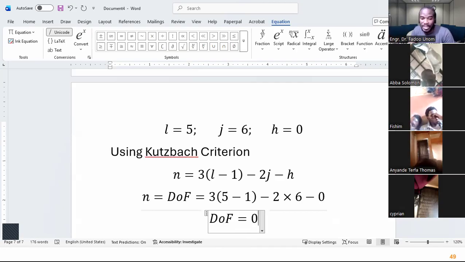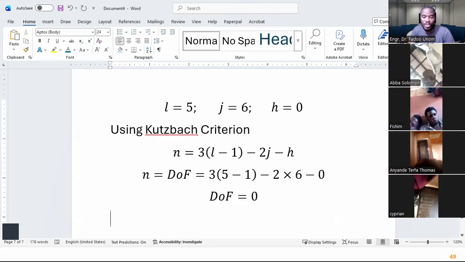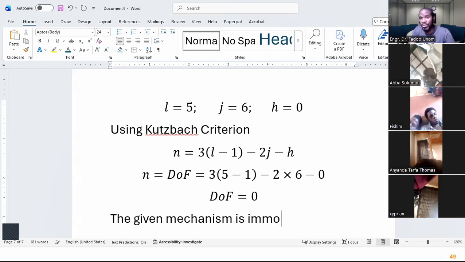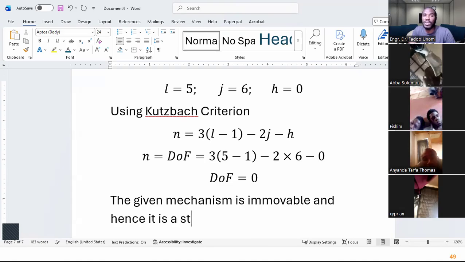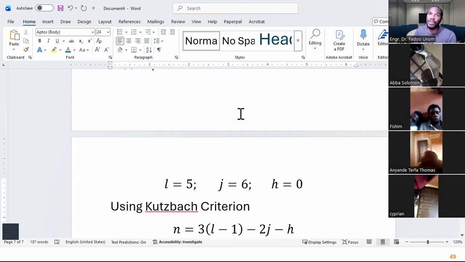So that means that the given mechanism is immovable. It can't move because the degree of freedom is 0. It's immovable, and hence, it is a structure. Okay, did you follow to that point? Again, very, very simple.